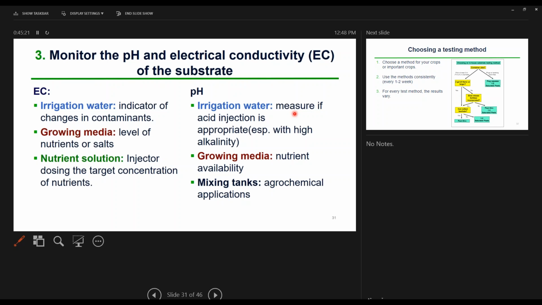And then why do we want to know the pH of the water when we're mixing agrochemicals? It's because some agrochemicals work better at a specific pH. So you want to make sure that you get the most out of your pennies. If you're applying a chemical, most of them are pretty expensive, so you want to make sure that the efficacy is at its prime, and pH might affect some of them.